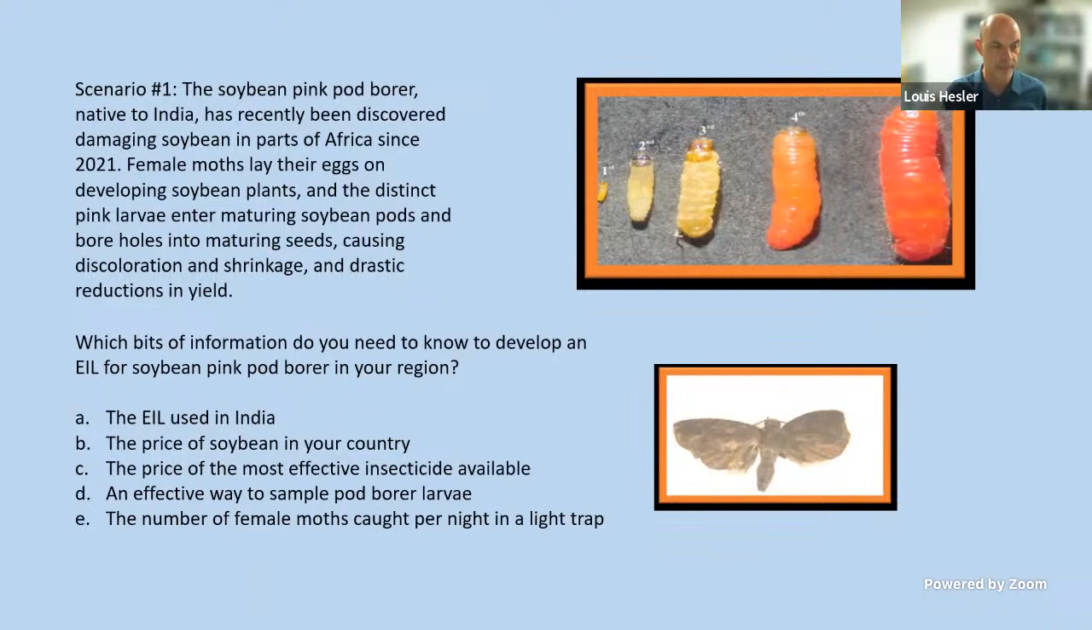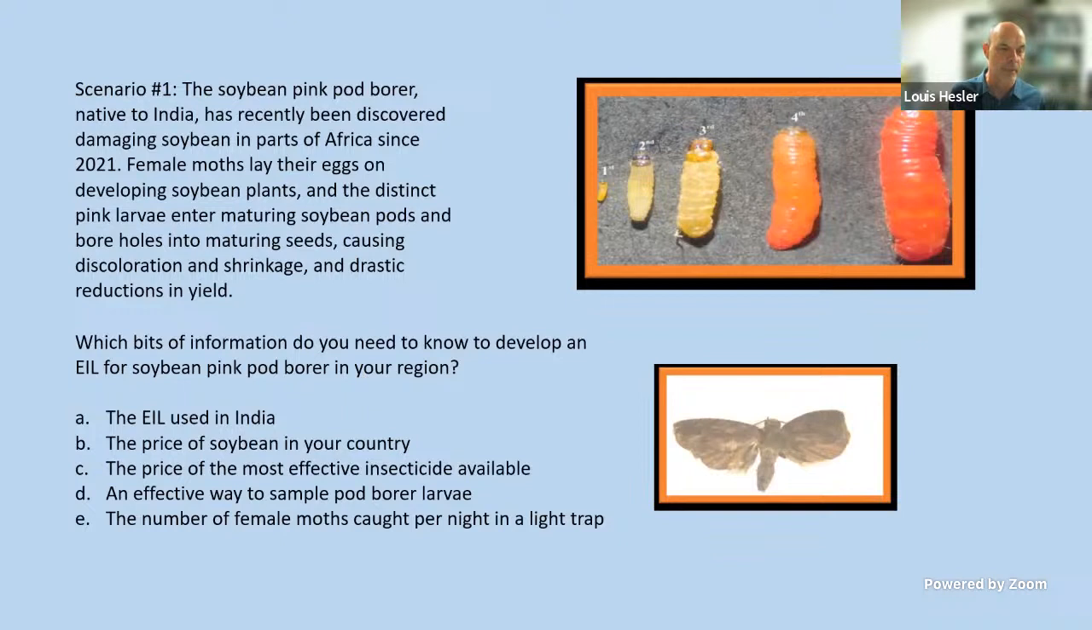About the price of soybean in your country? Yes, that would be another factor you would want to consider. The EIL in India was based on the price of soybeans in India, and the soybean price can change. So the soybean price in your country is important. If you'll recall, the gain threshold was a ratio of the cost of application to the price of that commodity. So the price of that commodity, being soybean, would be relevant. And then I just gave away the answer to C, the price of the most effective insecticide available. Again, the price of control, the insecticide in this case, is part of that gain threshold that ties into the EIL. And so that would be a consideration.